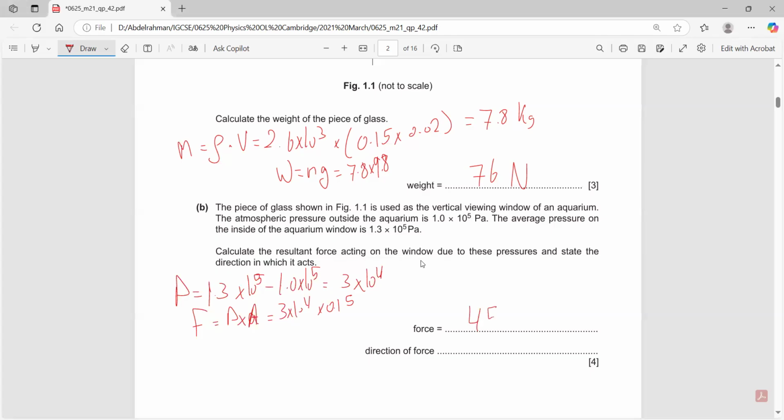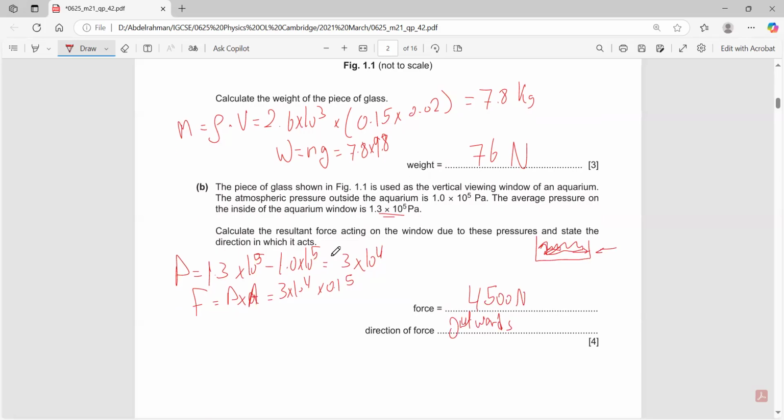In which direction is this force acting? This is a window of an aquarium, so you have the water inside the aquarium. Which pressure is greater, the pressure inside the water or the pressure outside? The average pressure inside the aquarium is 1.3, pushing outwards. The average pressure from outside, which is just the atmospheric, is 1.0. The greater pressure is inside the aquarium, so the resultant force would be acting outwards.